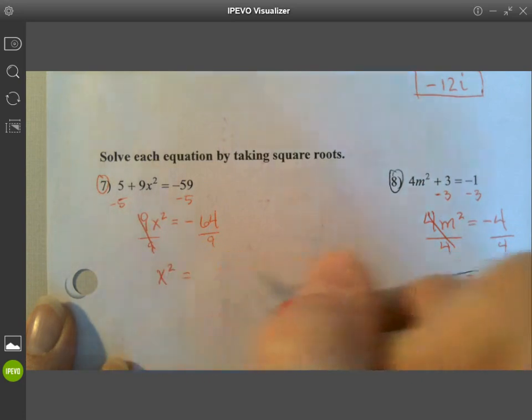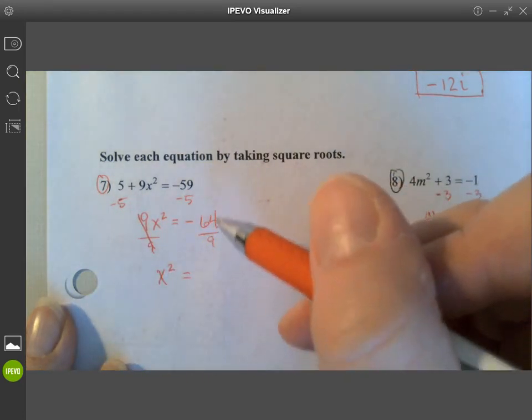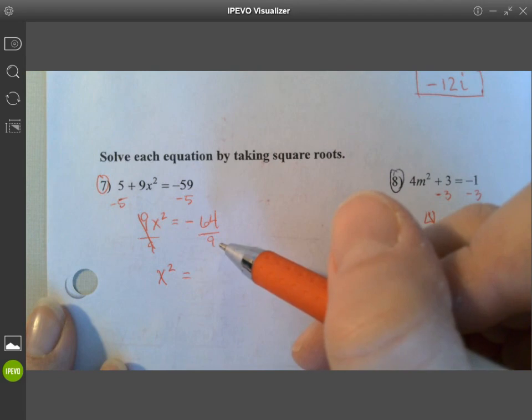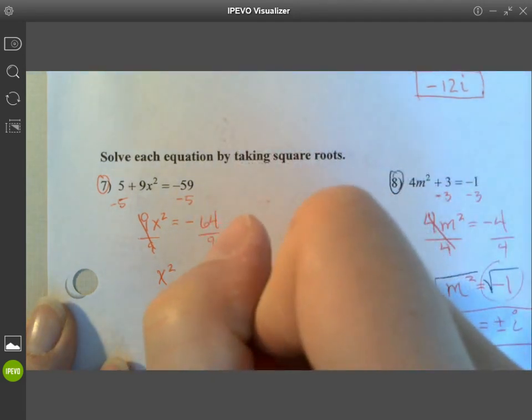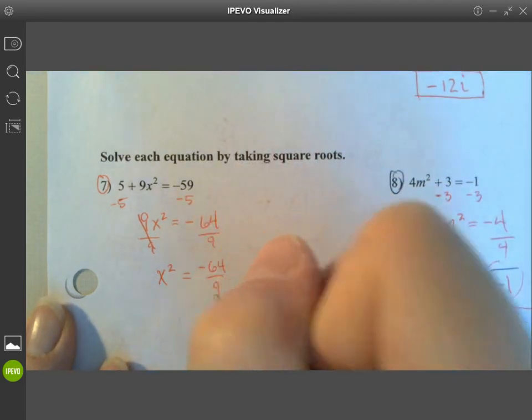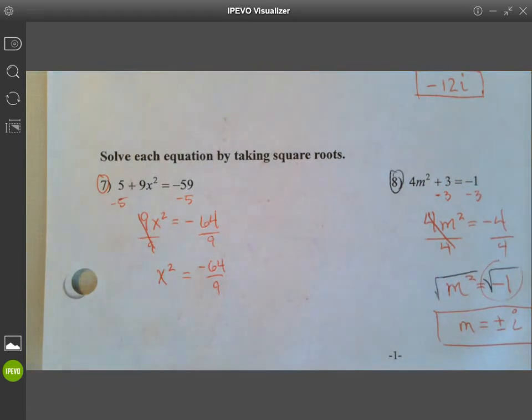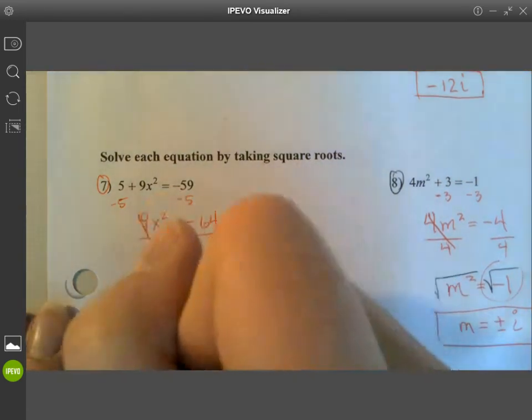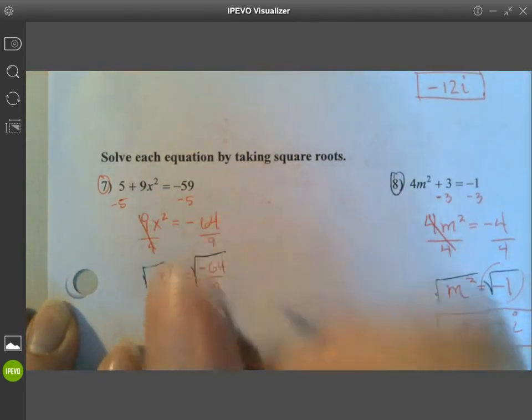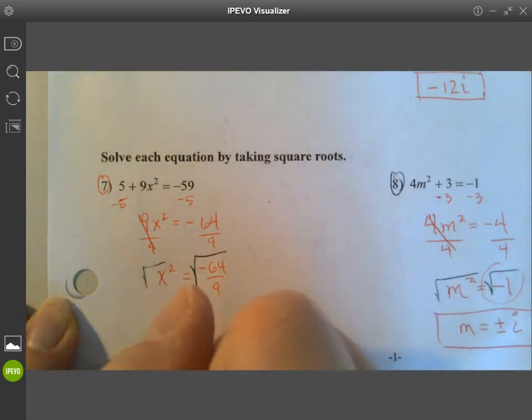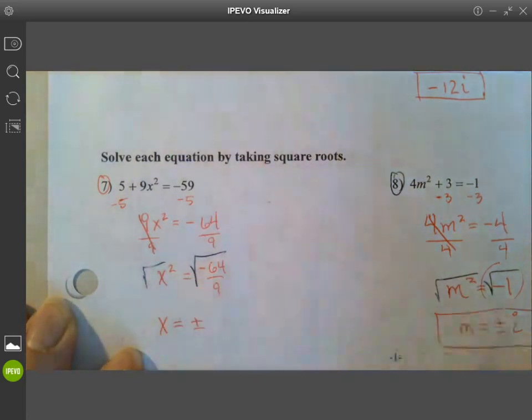So I have x squared equals -64 over 9. First thing I'm going to try to do is reduce it. If it doesn't reduce, I'm stuck with it. And actually, I'm okay that I'm stuck with it. Do you see why? Aren't they both perfect squares? So square root, I get x equals plus or minus.